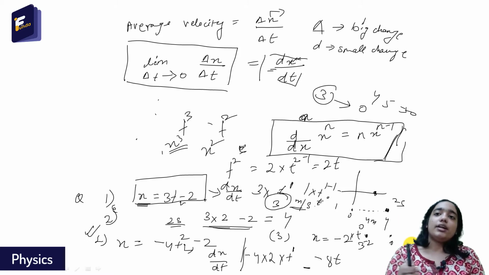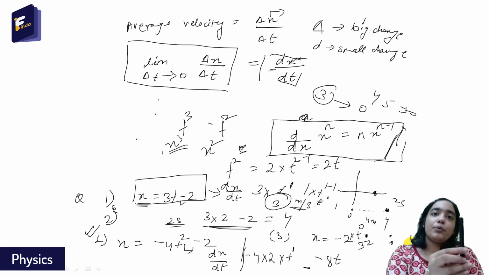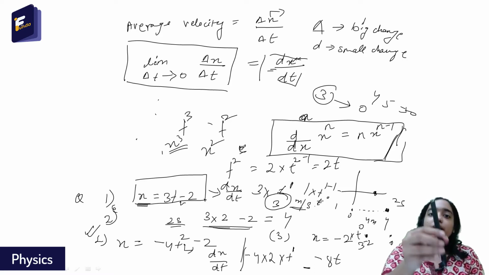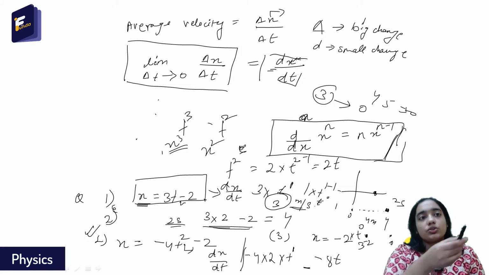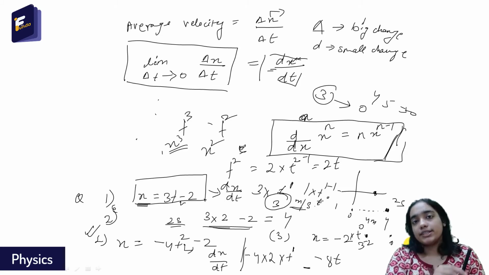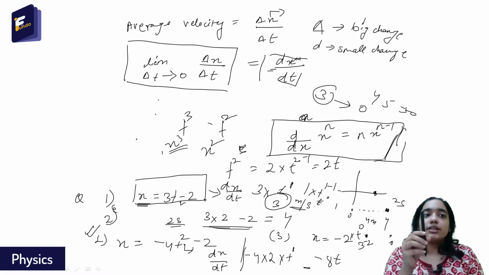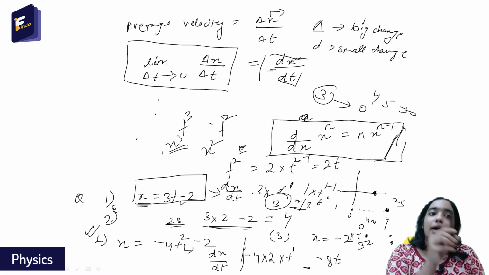If I see a particle at one position only at any point of time, then we say that it is at rest. So here this particle is at rest, and where is it resting? It is resting at x equal to minus 2.